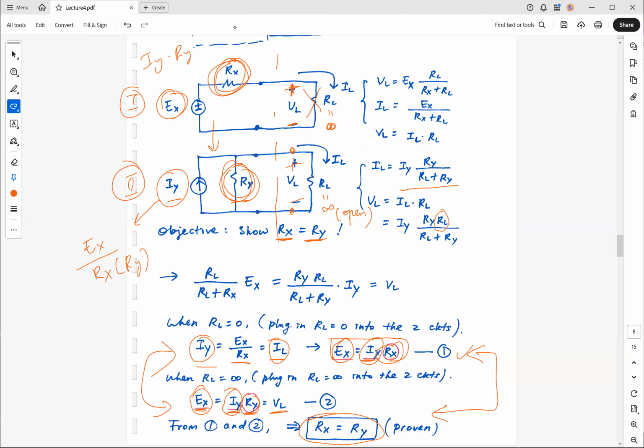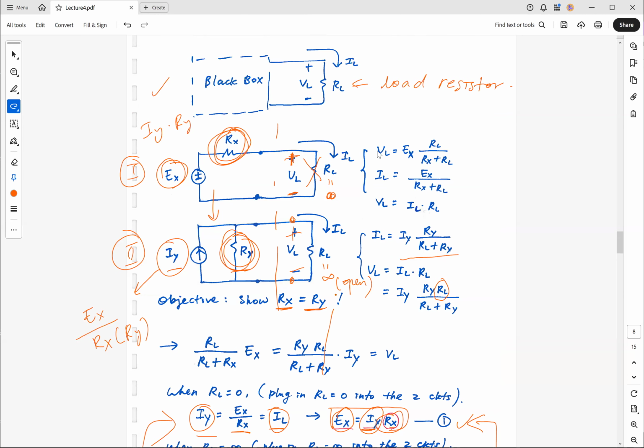The bottom line here, the one very important rule that you have to follow, is that I can only transform a series voltage source and a resistor into a parallel current source and a resistor. So series combination into parallel combination, but this series combination is the voltage source in series with a resistor.